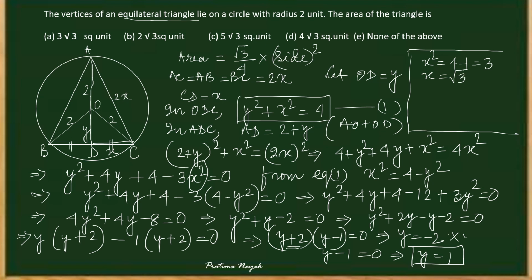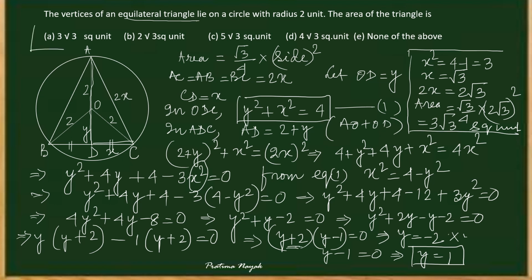Now, the side I've taken is 2x, so 2 root 3. Now area is equal to root 3 by 4 into (2 root 3) whole square. 4, 4 cancel, it will be 3 root 3 square units. So A will be the correct answer.